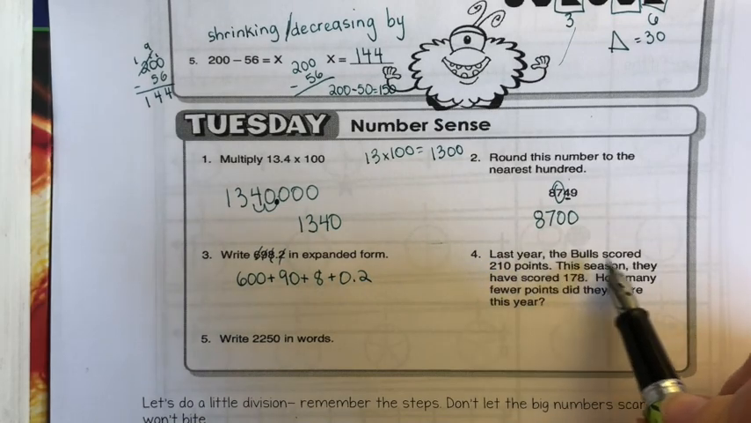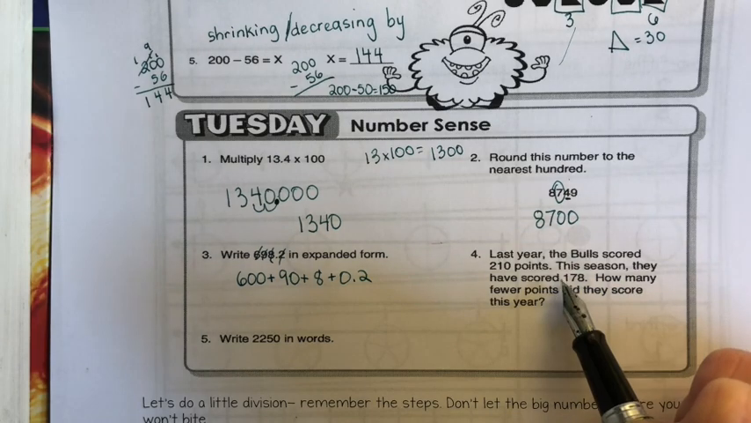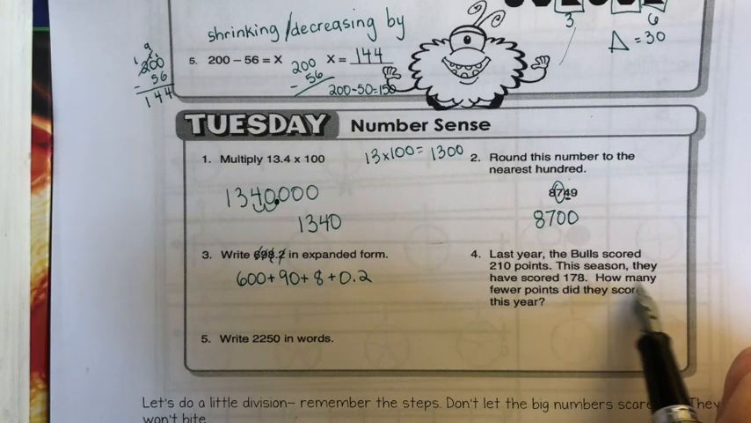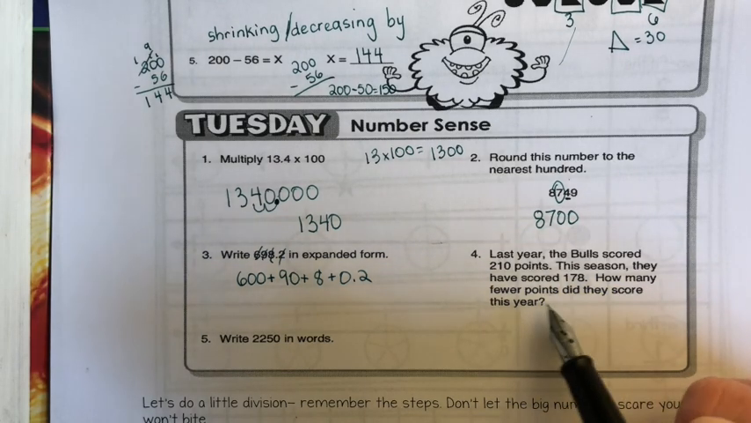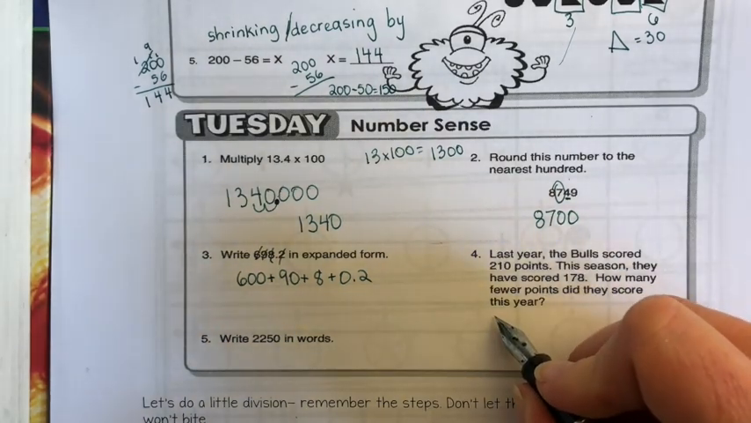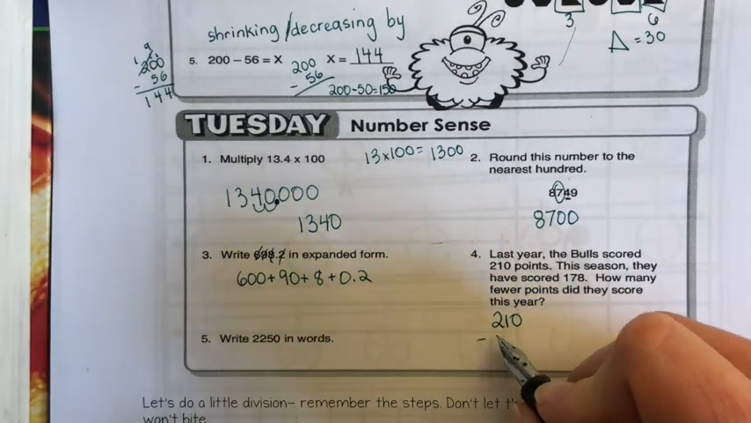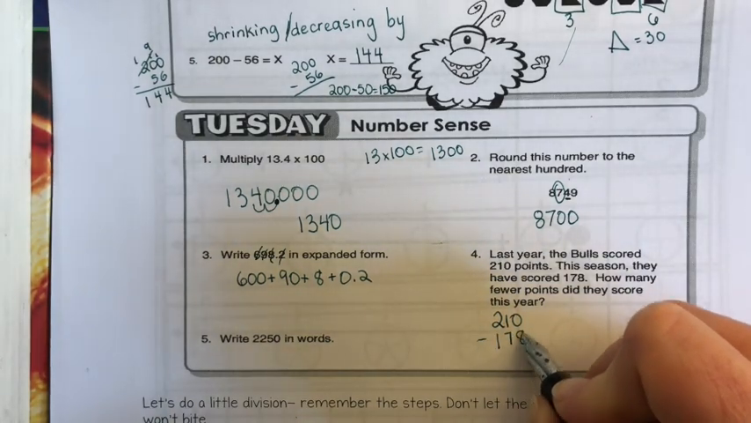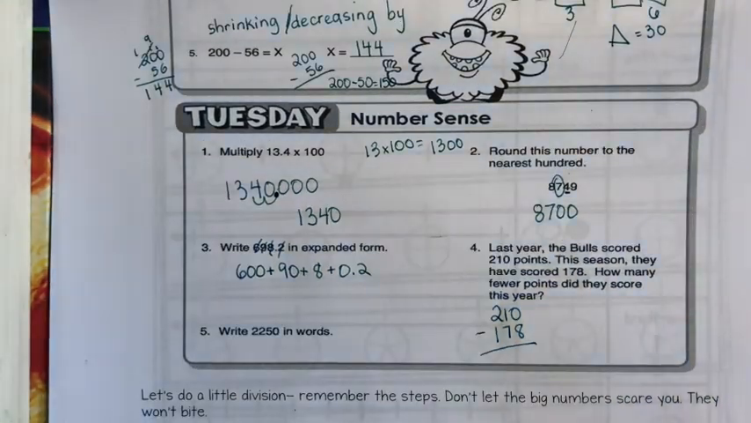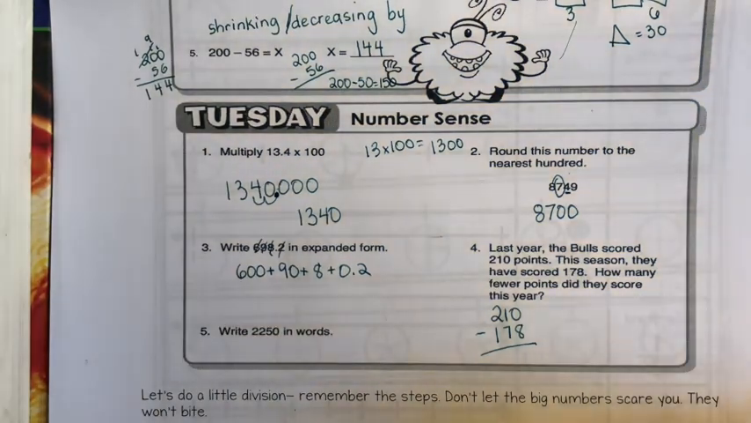Last year, the Bulls scored 210 points. This season, they have scored 178. How many fewer points did they score this year? Okay, so last season, they scored 210. This season, they scored 178. To figure out the difference, you just need to subtract, and that will tell you how many fewer points they scored. So I'm going to do it Grandma and Grandpa's way.